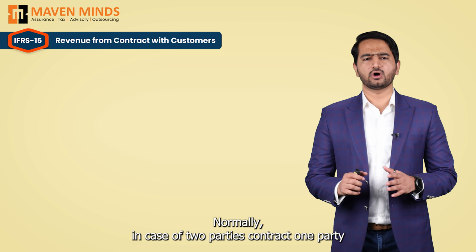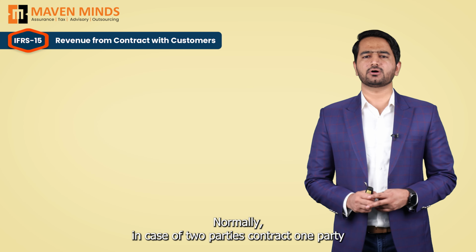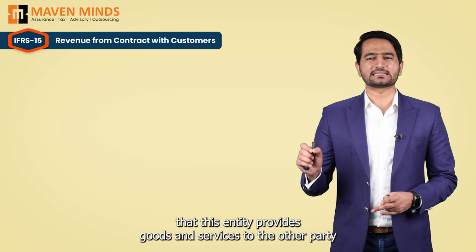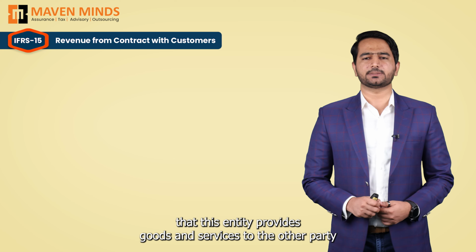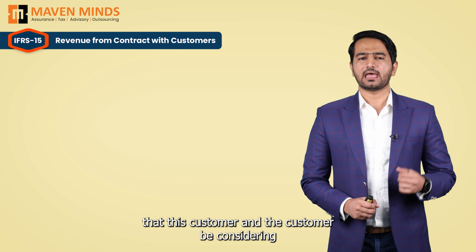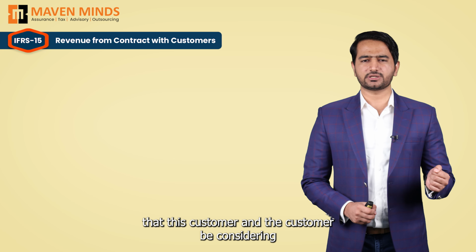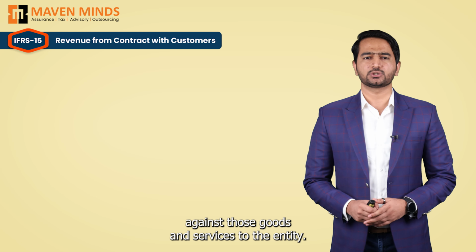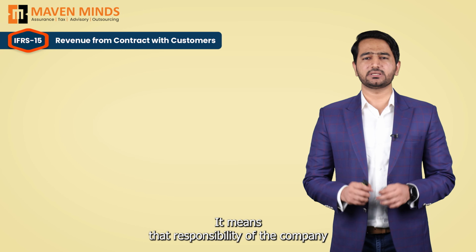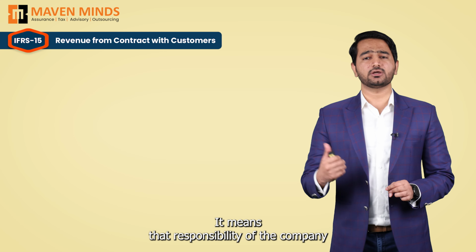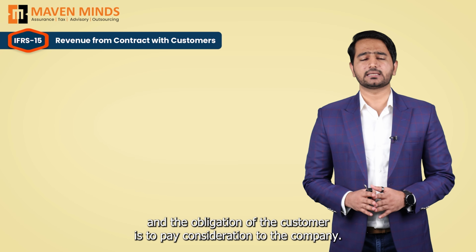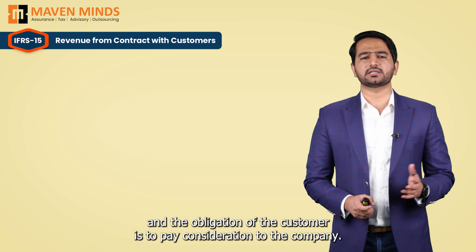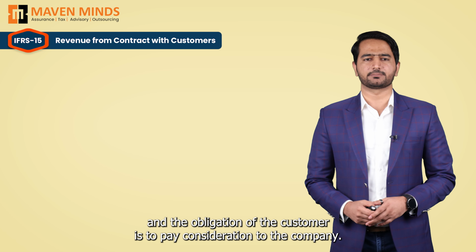Normally, in the case of a two-party contract, one party, that is the entity, provides goods and services to the other party, that is the customer, and the customer pays consideration against those goods and services to the entity. It means the responsibility of the company is to provide goods and services to the customer, and the obligation of the customer is to pay consideration to the company.